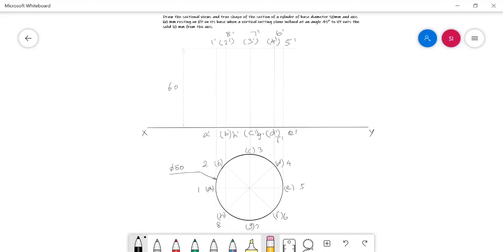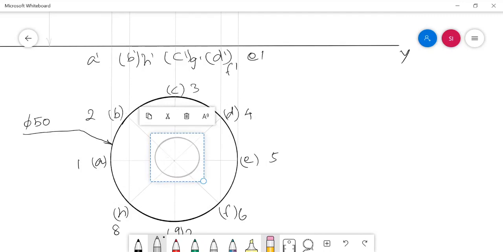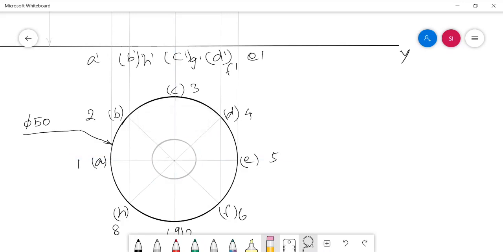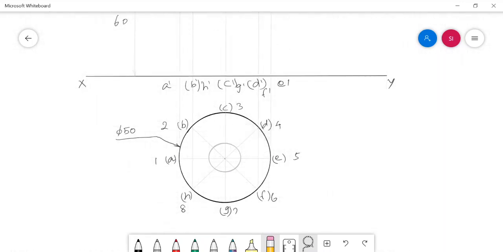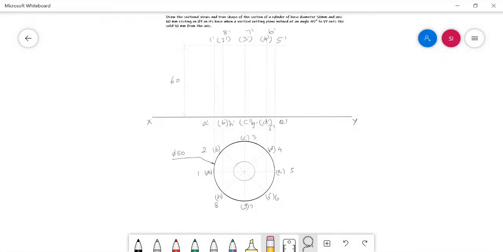So first we need to draw a guide circle just around the axis of the solid with a 10 mm radius. Now this circle will guide us to maintain a 10 mm distance between the cutting plane and our center, that is the axis of the solid.